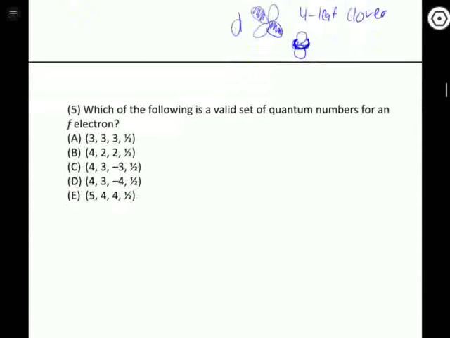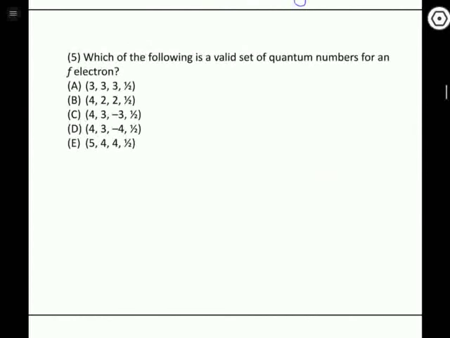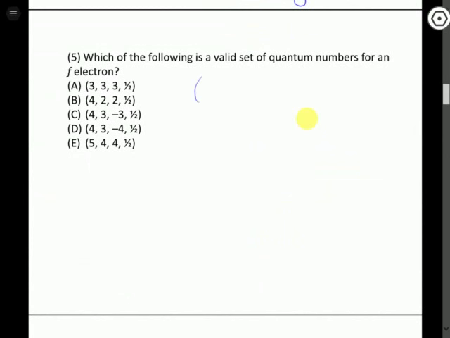All right, moving on to number 5. Which of the following is a valid set of quantum numbers for an F electron? All right, so when we give you sets of quantum numbers, which are a series of 4 numbers, remember that they mean different things and they have the following format. The first number you see is the principal quantum number n, the second one is L, the third one is m sub L, and the fourth one is m sub S. Now it is helpful to review what these different things mean, so quickly I'll give that to you. N tells us the size and energy.